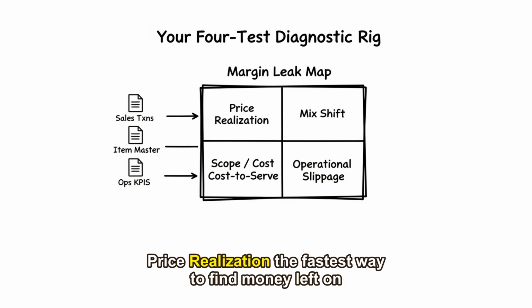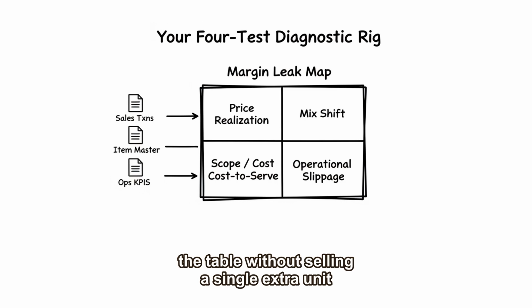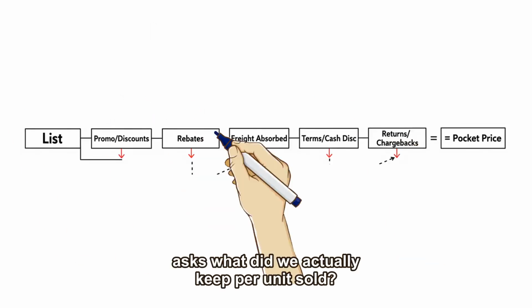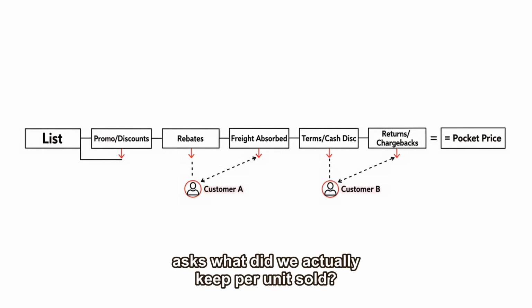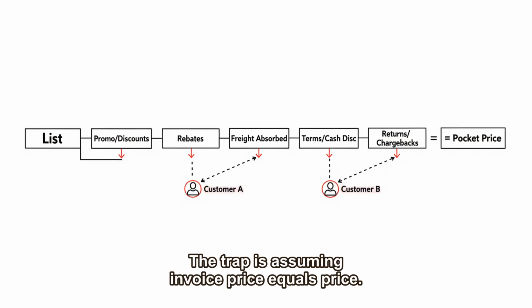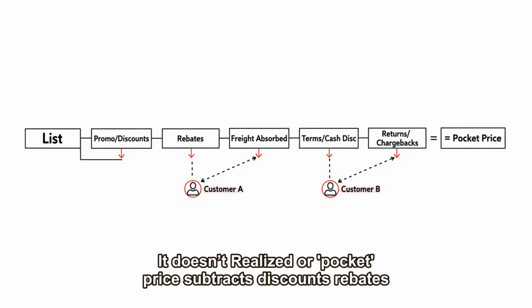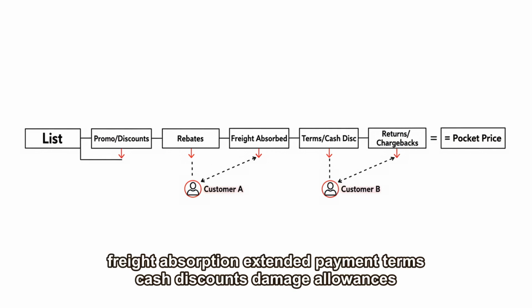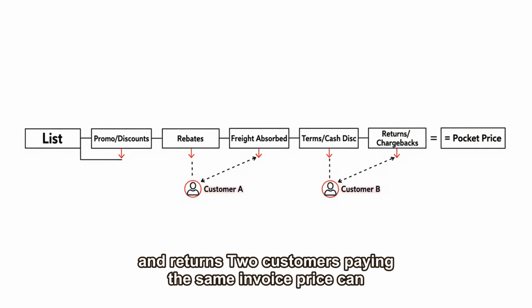We'll start with price realization, the fastest way to find money left on the table without selling a single extra unit. Price realization asks, what did we actually keep per unit sold? The trap is assuming invoice price equals price. It doesn't. Realized or pocket price subtracts discounts, rebates, freight absorption, extended payment terms, cash discounts, damage allowances, and returns.